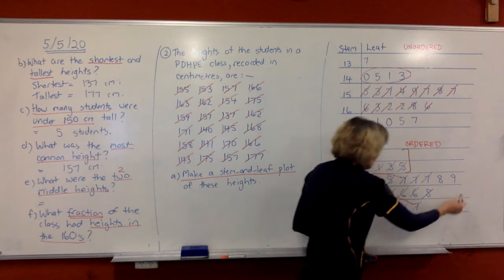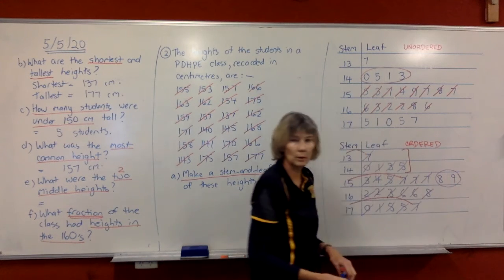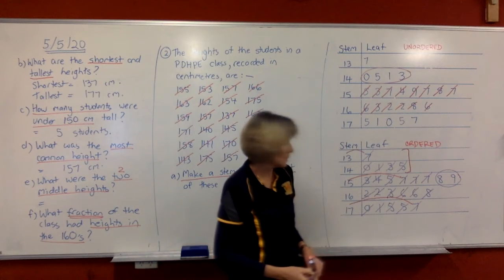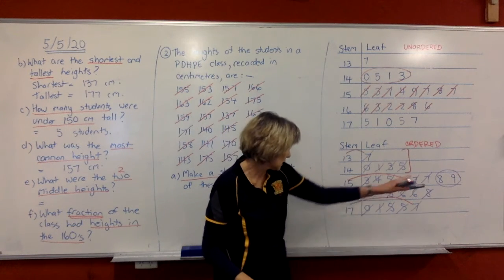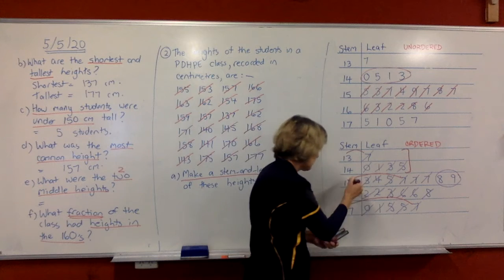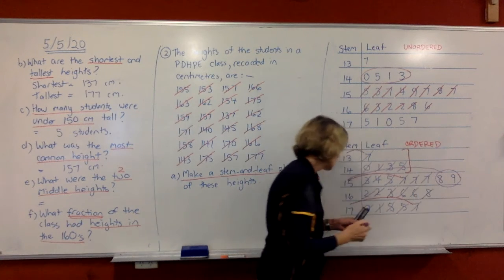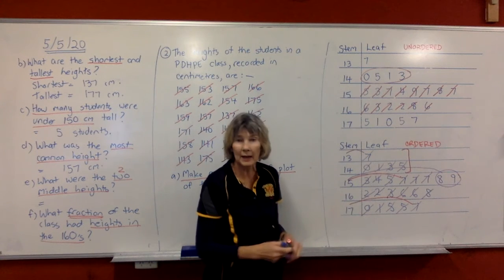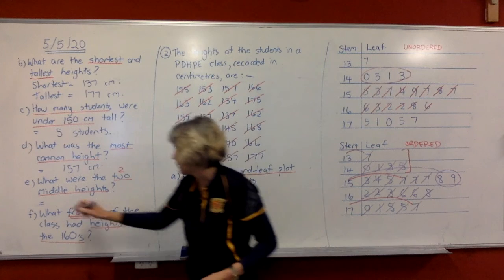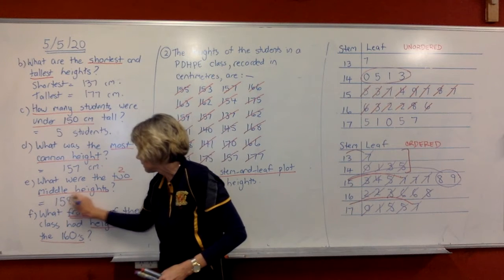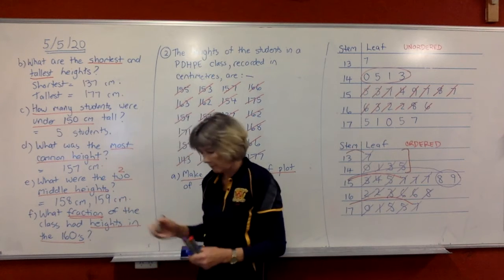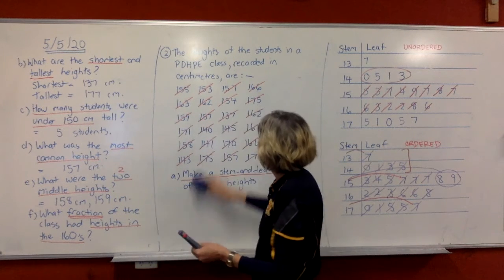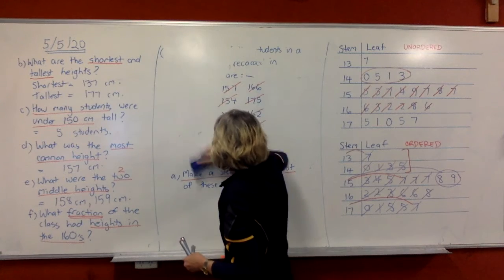And we're left with these 2 in the middle. So they asked for the 2 middle heights. So it's those 2. Just make sure you hook it up to this stem and you give your answers. So it's 158 and 159 centimetres. Okay, I'll just rub this off and we'll continue with just a couple of last questions.